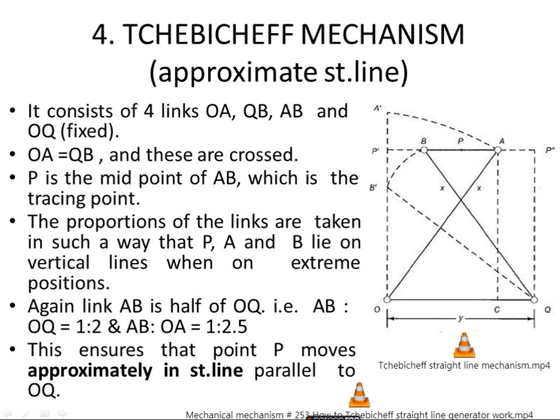So you can see A will move from A to A dash, then automatically B will move to B dash, and P will move to P dash. Okay, so the point P moves approximately in a straight line parallel to OQ. You can see P to P dash and P double dash is also shown here. So it moves parallel to OQ.